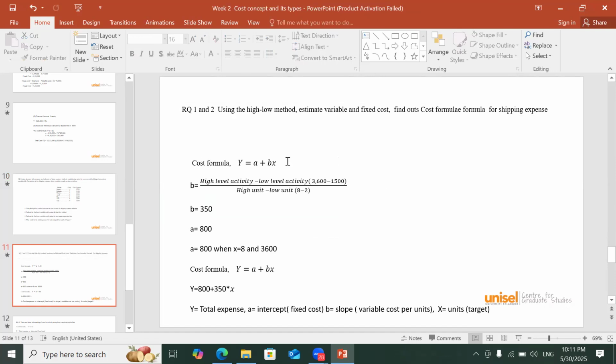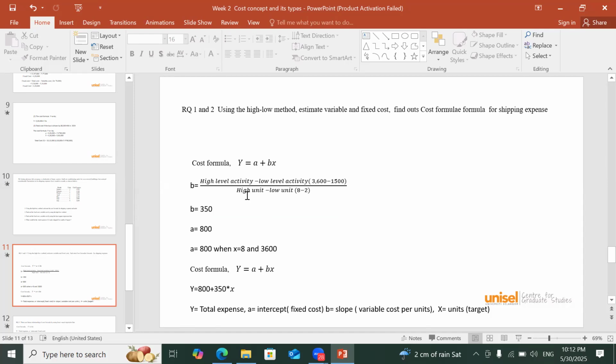This is the cost formula: Y = A + BX. Y is equal to total expense. A is equal to intercept or fixed cost. B is equal to slope or variable cost per unit. X is equal to units or activity level. And the high-low method formula: B is equal to high level activity minus low level activity, divided by high unit minus low unit.